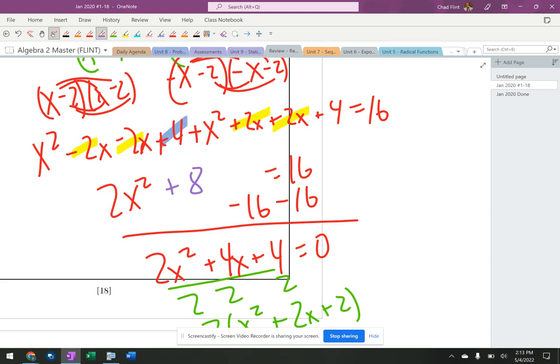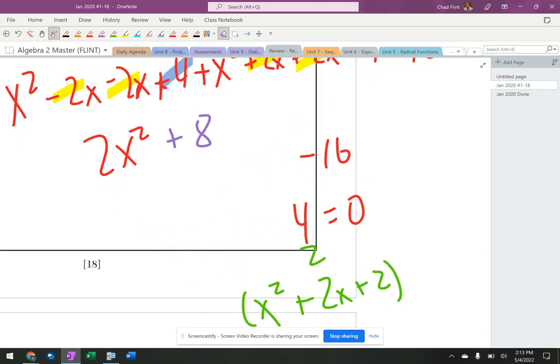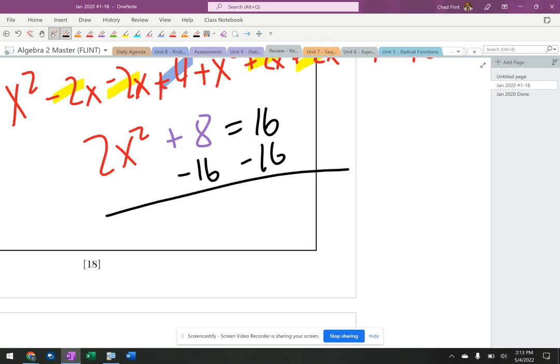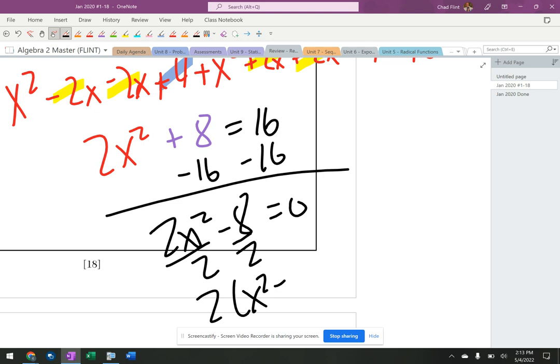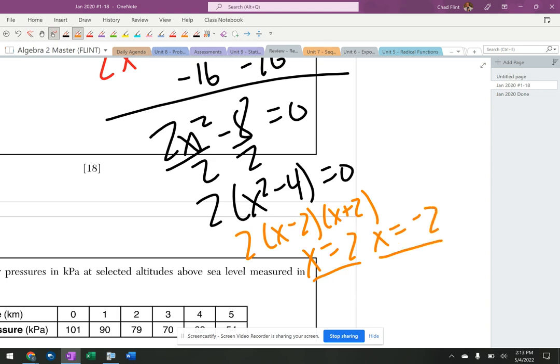All right, so let's do this down here. Sorry about this. I just don't want to make the whole video over again. It was weird that that didn't factor. Equals 16, and minus 16 minus 16. 2x squared minus 8 equals 0. Take out my 2, and I get x squared minus 4 equals 0. That gives me x equals 2 and minus 2.